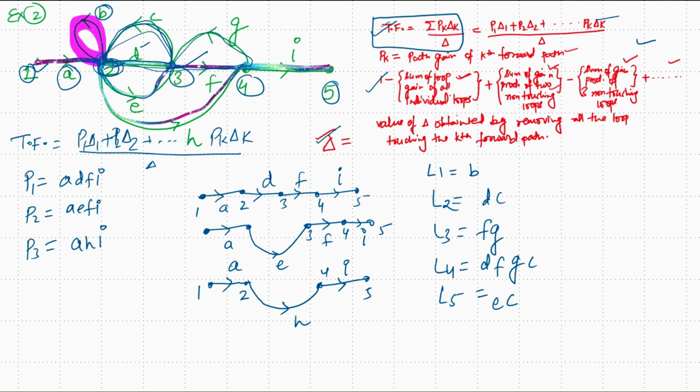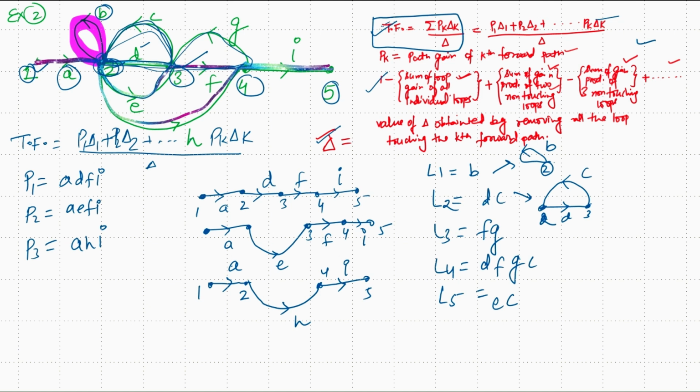Let me also draw these loops so that you can clearly understand. This loop L1 starts from node number 2 and terminates at 2. So it goes like this with the loop gain B. The second loop L2, which is D into C, starts from node number 2 and goes to node number 3 and terminates again at 2. So this gain is D, this gain is C. So this is loop number 2.